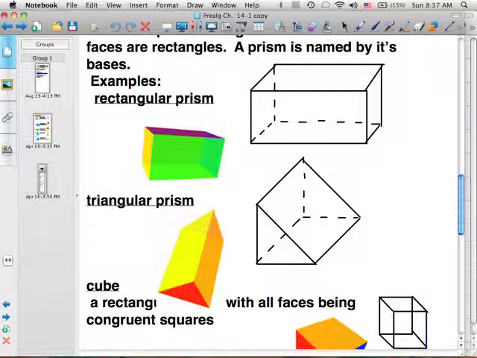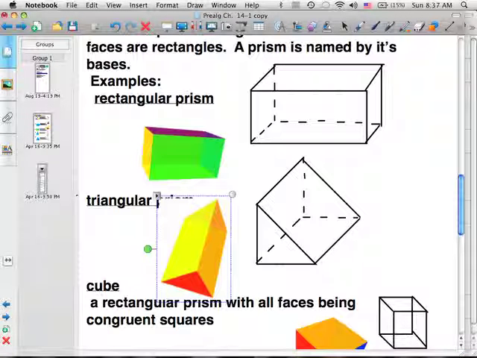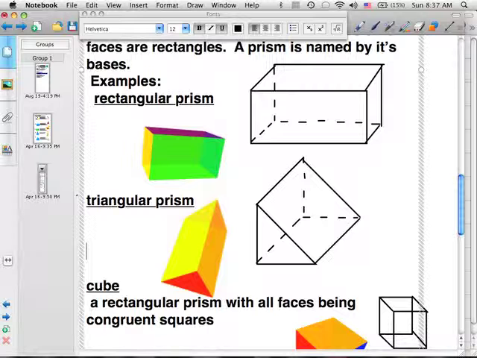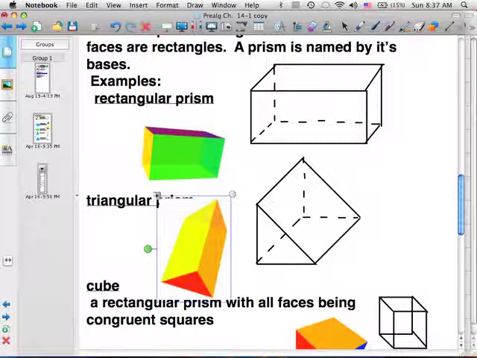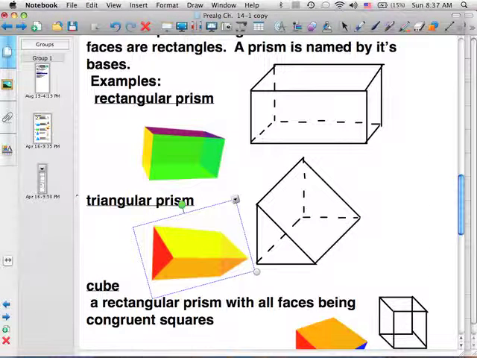This shape here is a triangular prism. This triangle and this triangle are opposite and identical, and all the sides are rectangles. So the base gives it its name. It's a triangular prism. And here is one drawn with just line segments, not in color. So here are the 2 parallel congruent bases. Since they're triangles, it's called a triangular prism, and the other 3 sides are all rectangles.